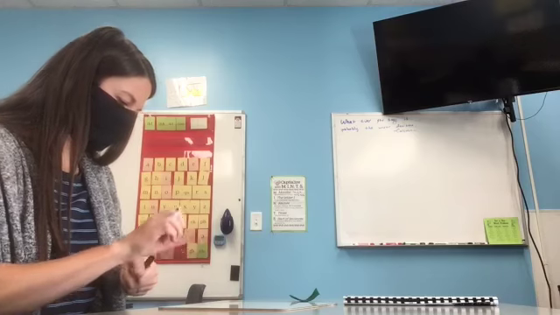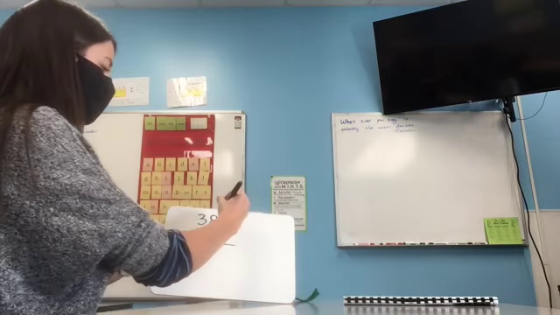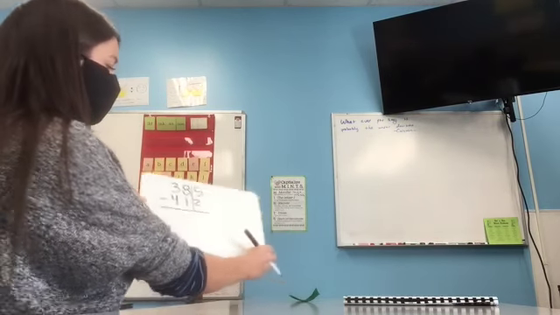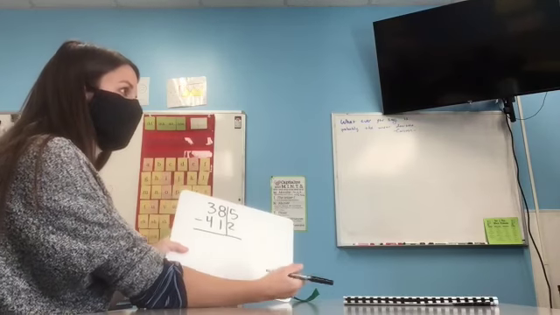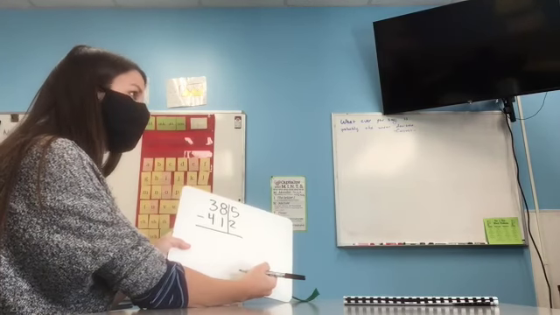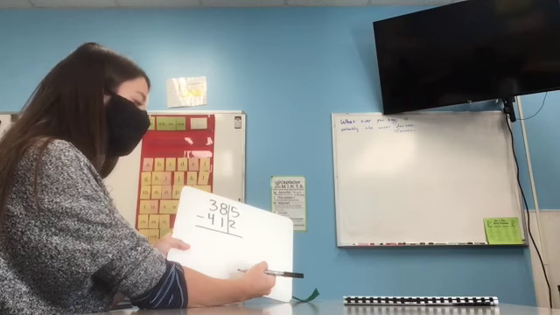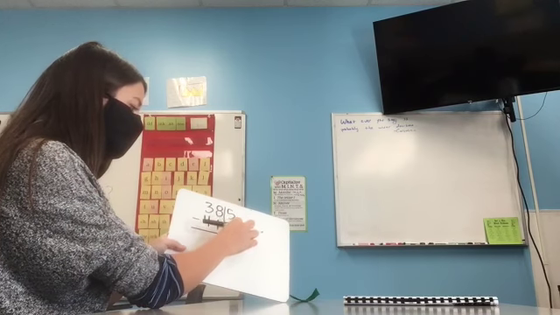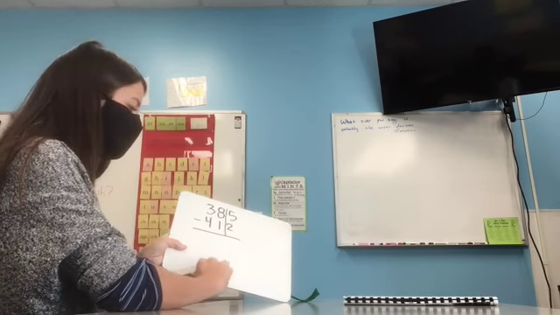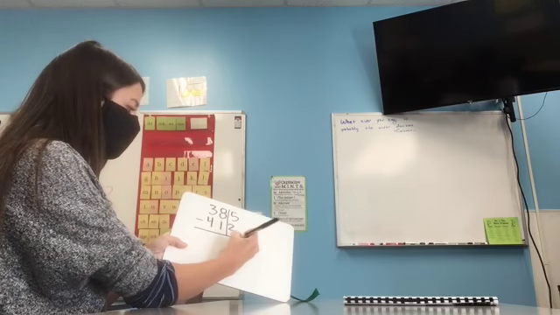385 minus 412. So we always start with the ones. What is 5 minus 2? Right now I'm working with her, okay? 5 minus 2 equals 3. Then we're going to go left to the tens place.